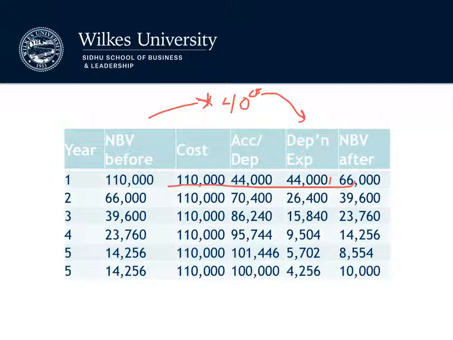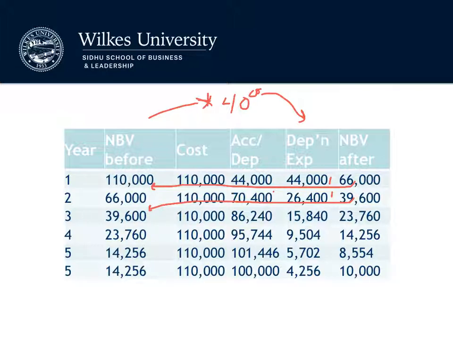And the net book value at the end of the first year is also the beginning book value for the second year of $66,000. 40% of that is $26,400, gives us accumulated depreciation of $70,400, and a net book value afterwards of $39,600. So the net book value at the end of year 2 becomes the net book value at the beginning of year 3.